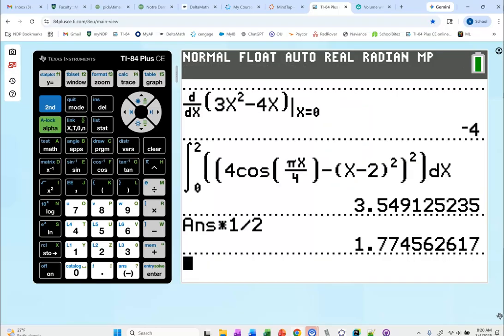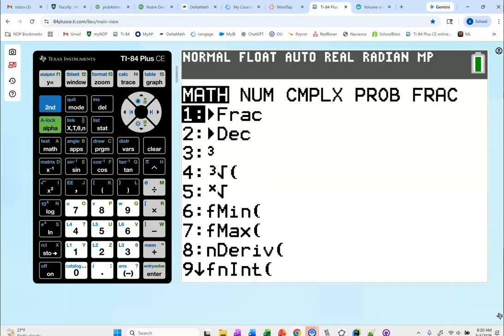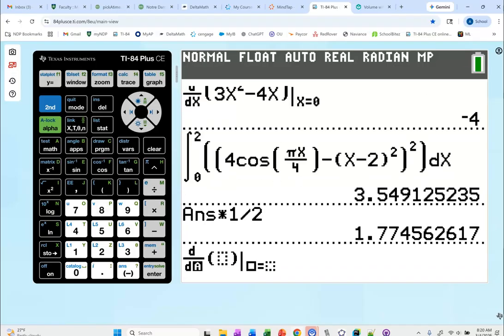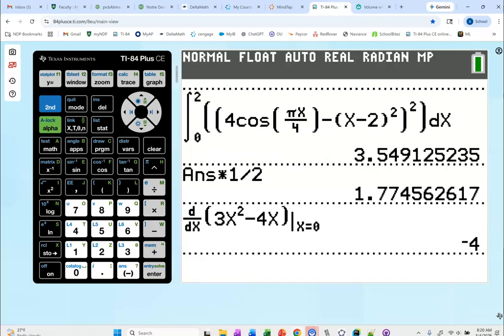So the other way that we can do this is from the home screen. So back to the main screen, I'm going to press the math button. The command I'm going to choose here is called nDeriv. That's command 8. So that gives me that d/dx notation for take the derivative of. So I'm going to put an x here for d/dx. And I'll type in 3x squared minus 4x. And the value of x that I want to plug into my derivative was 0. So that goes there. I press enter and then boom, -4.